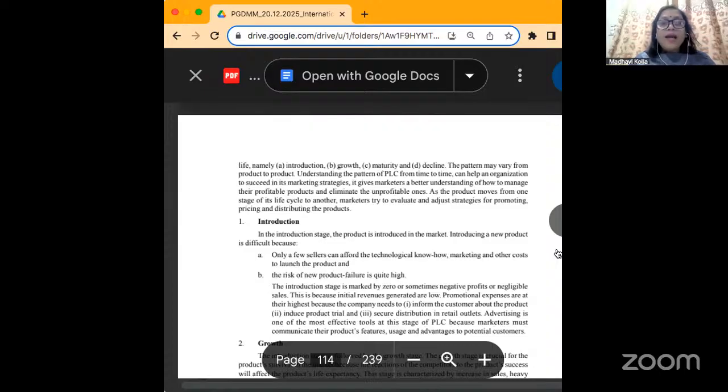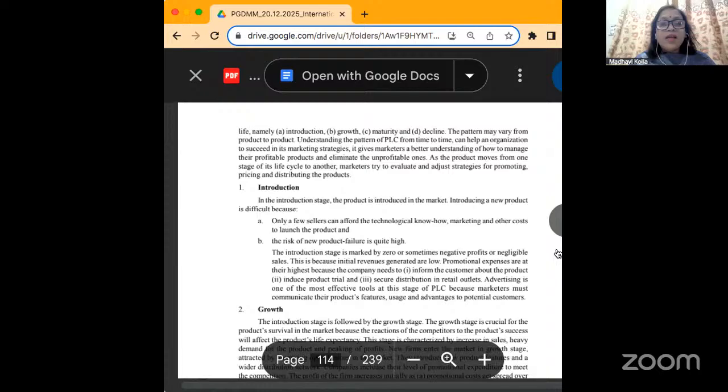So it helps us to get a better understanding of how to manage profitable products and also eliminate the unprofitable ones. As the product moves from one stage of the life cycle to another, marketers need to evaluate and adjust strategies for promoting, pricing, and distributing the products.